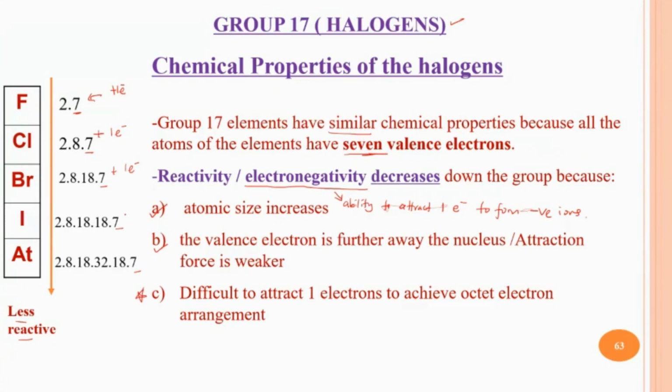Group 1 loses 1 electron, but for group 17, it gains 1 electron, right? So it becomes more difficult to attract 1 electron to achieve an octet electron arrangement. Why? Because the attraction force is weaker. So group 17 becomes more difficult to attract 1 electron when going down the group. Is that okay? So this is chemical properties.